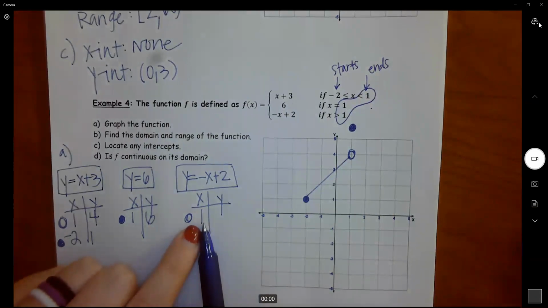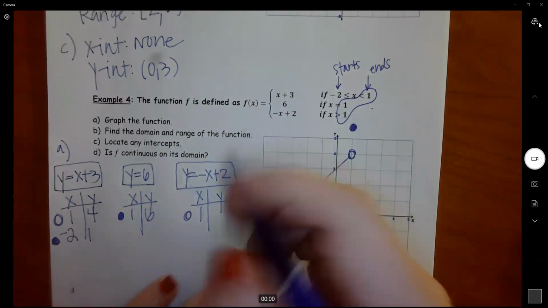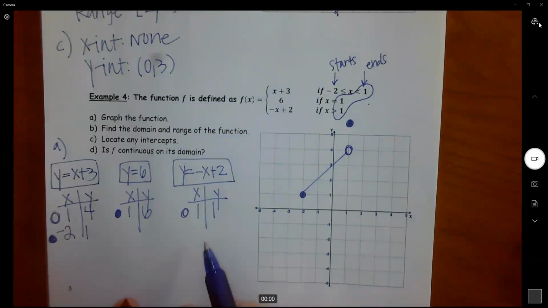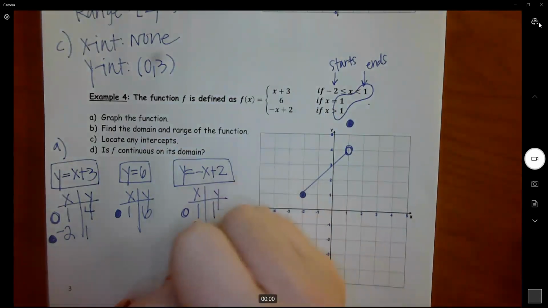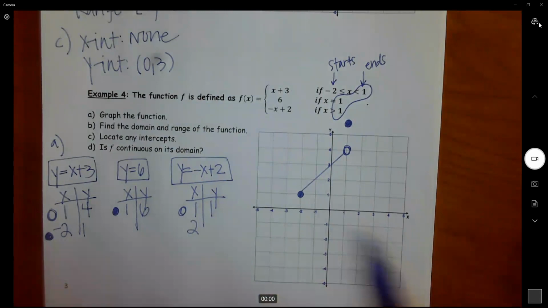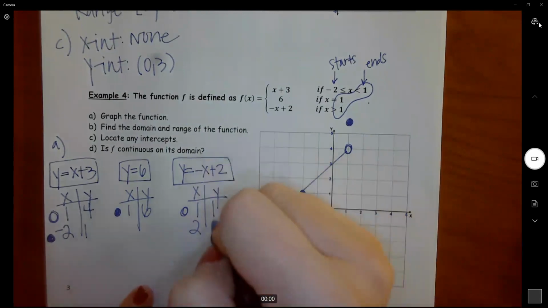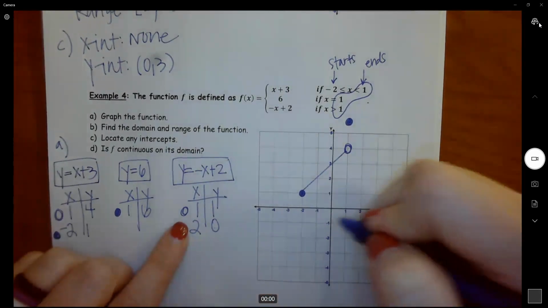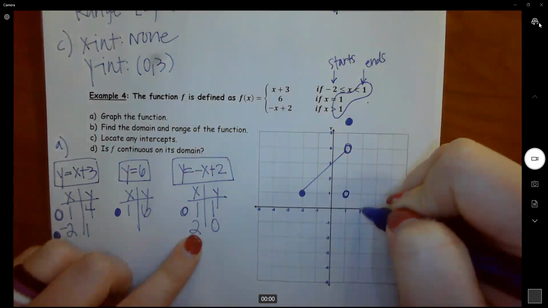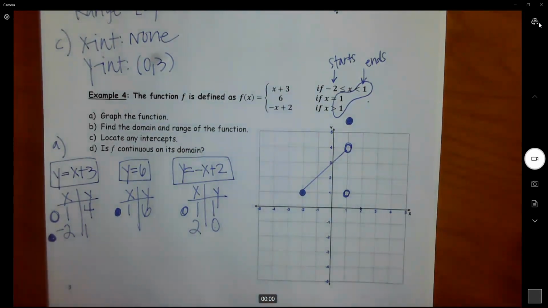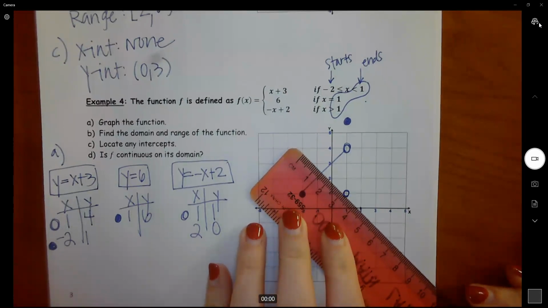And then for this one, let's plug in 1. I get -1 plus 2, which is 1. And then I need another point. And this one is just simply when x is greater than 1. So pick something that's greater than 1. I'm going to pick 2, but you can pick anything. And get your ordered pair. So -2 plus 2 is 0. So we have 1, 1 with an open circle. And then 2, 0 right here. And so here's our graph.